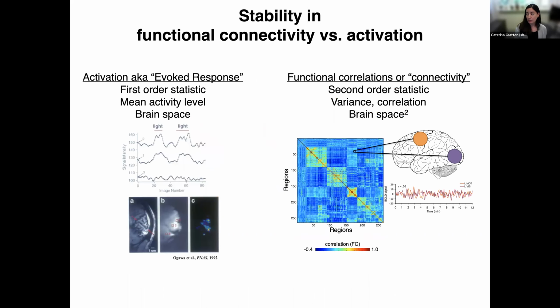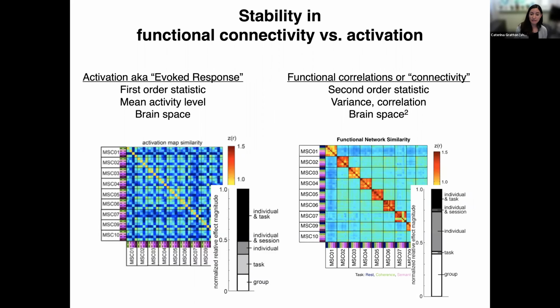Also, I want to return to the qualification that I made at the start of the talk, that what I'm discussing today is about these variations in functional connectivity, these second order statistics, rather than in the first order evoked activity patterns. And indeed, if you made a similar analysis of activation maps across these data sets, you would see a different pattern with much more sensitivity to task state, but intriguingly, quite a large variation across individuals as well.